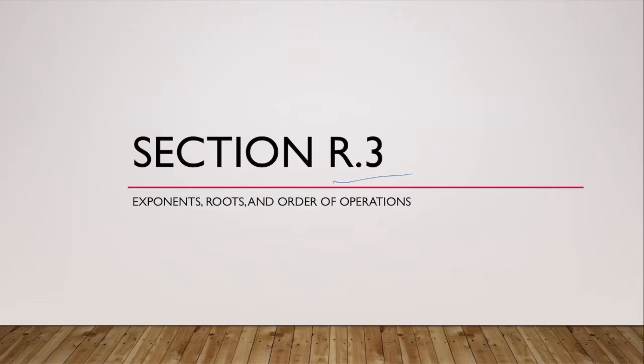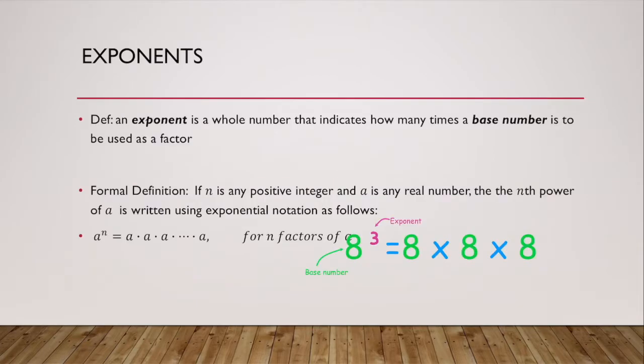Section R.3 is about exponents, roots, and order of operations. So an exponent is a whole number that indicates how many times a base number is to be used as a factor. What I like to say is that mathematicians are lazy. If I was going to take 5 times itself 3 times, instead of writing that as 5 times 5 times 5, which takes a while to write out, I can write that as 5 to the third power, meaning I want to take 5 times itself 3 times.